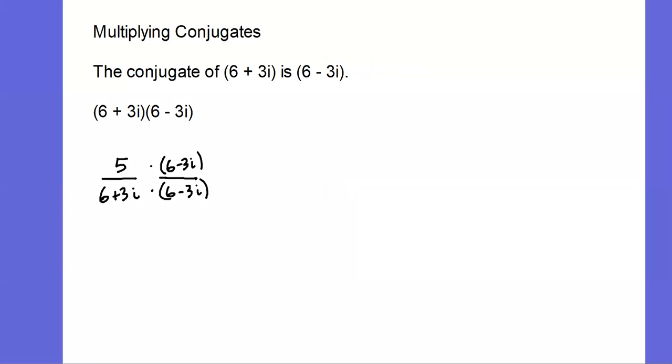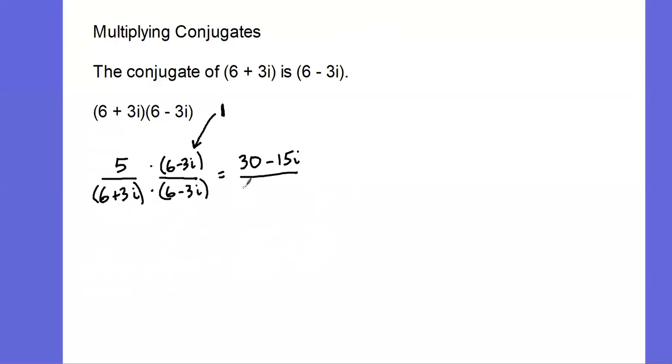Now, let's finish up that problem that I started over here. So I'm multiplying both the top and the bottom by the same thing. So I want to be very clear here. I'm multiplying by 1, not changing what this value is, but changing what it looks like. Let's distribute this 5. 5 times 6 would be 30. 5 times negative 3i would be minus 15i. So there's my numerator. And now I've got to FOIL this.